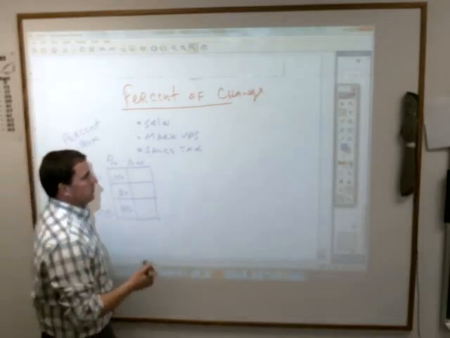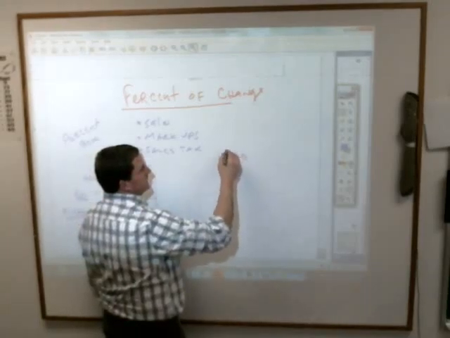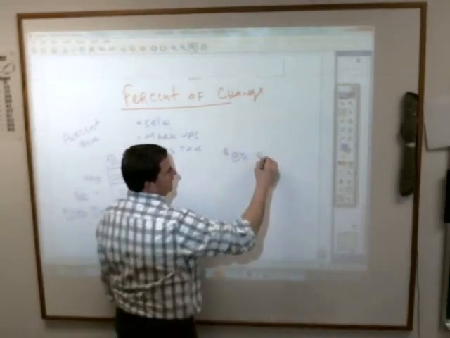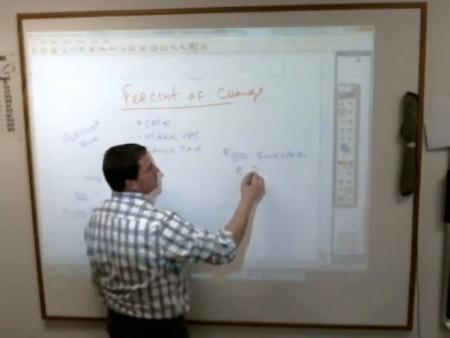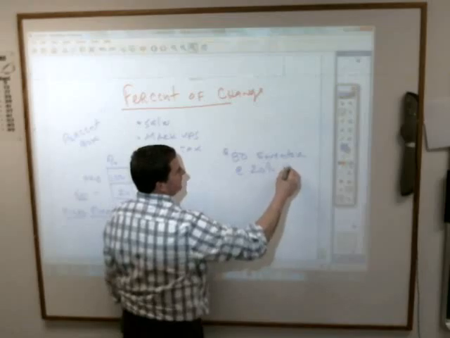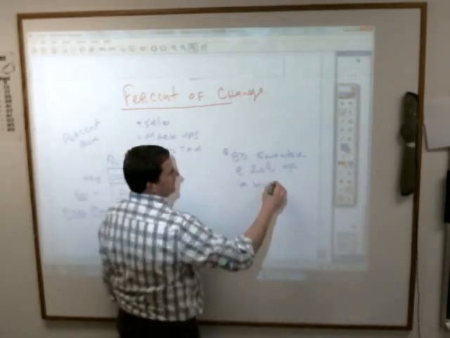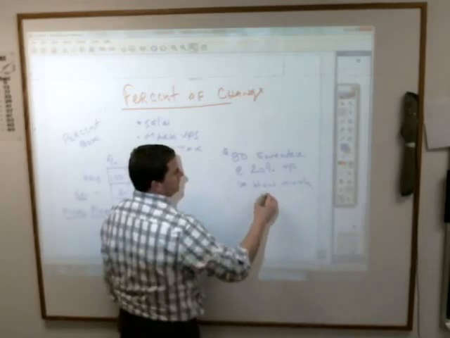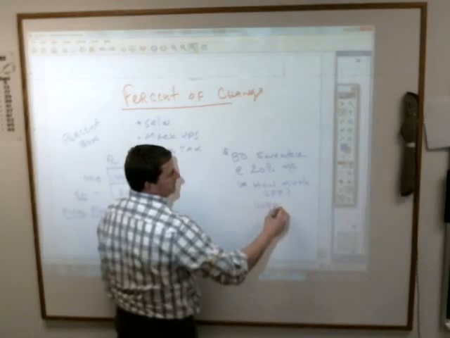So let's say, I'll just draw one up here. Let's say you went into a store, there was an $80 sweater at 20% off. How much off and what was your final price?